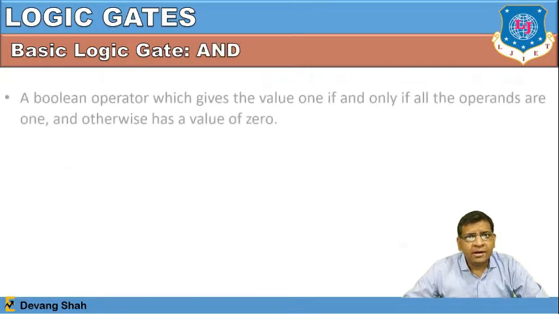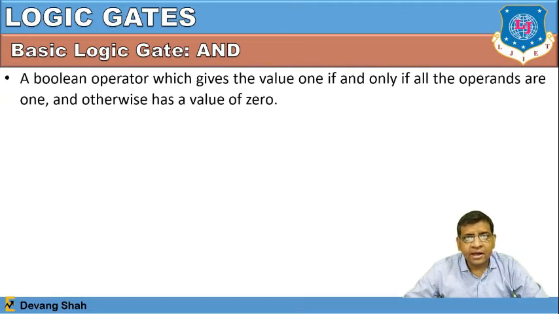Based on that, we have a further discussion on the AND gate. So this is kind of an ANDing operation. ANDing operation means both operands are required to be chosen. So here the Boolean operator gives the value 1 only if all the operands are 1, and otherwise the value becomes 0. So that means the output is 1 only when both the inputs are 1.